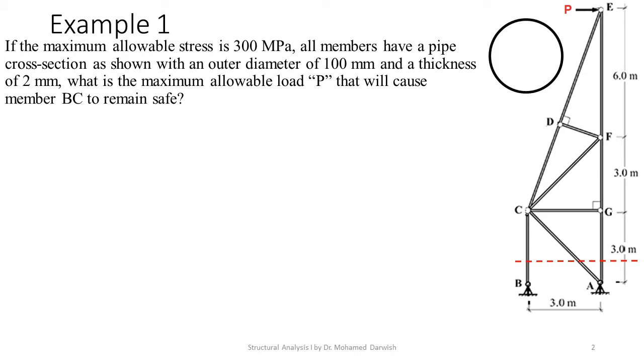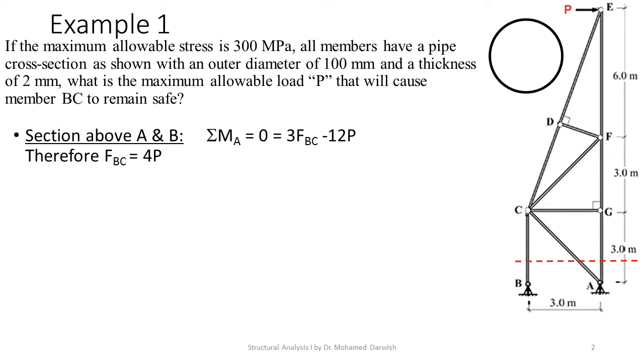We will solve two examples today. The first example: considering the truss shown, if the maximum allowable stress is 300 megapascal, and all members have a pipe cross section as shown with an outer diameter of 100 millimeter and a thickness of 2 millimeters, what is the maximum allowable load P that will cause member BC to remain safe?